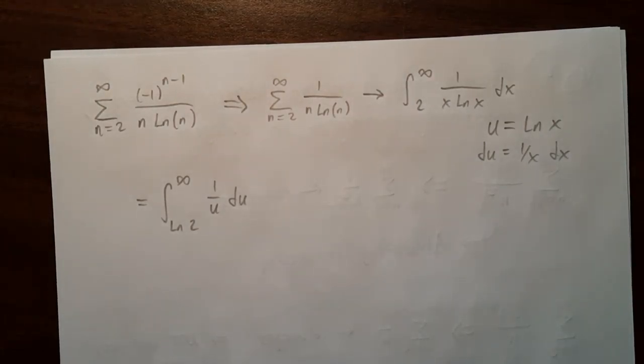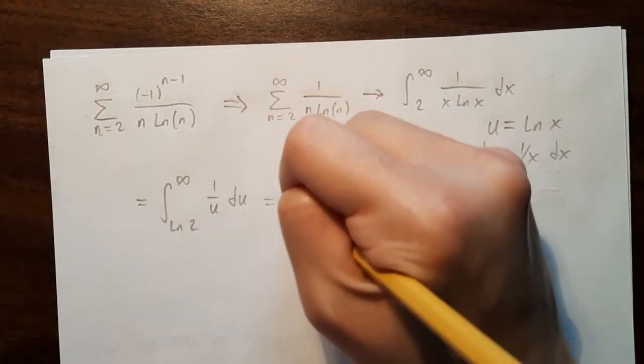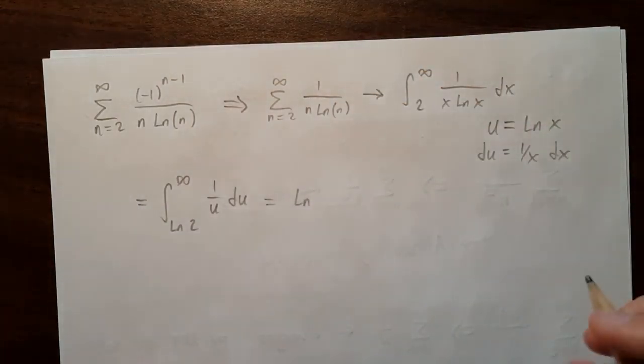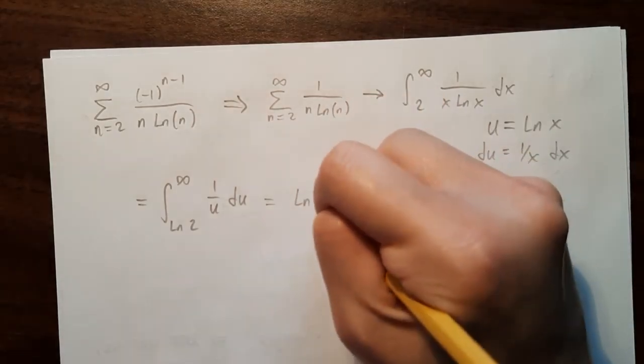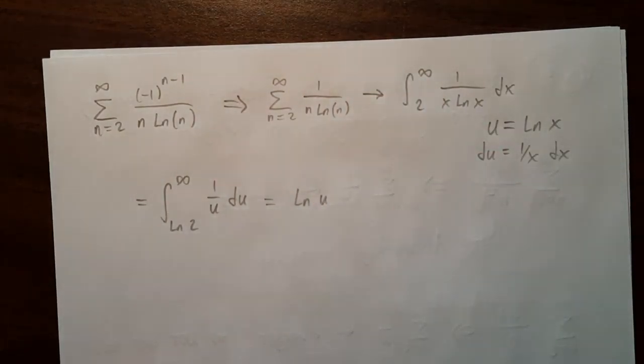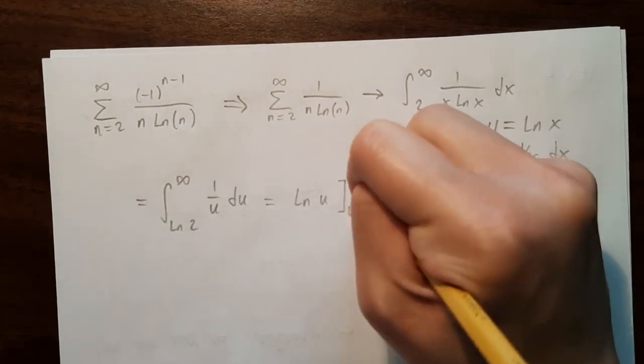Okay, so we're left with this, and if I integrate 1 over u du, I'm just going to get ln of absolute value of u, but I think the bounds are both positive in this case, so I don't think I need to worry about that. So I'll just write it as ln of u, evaluated from ln of 2 to infinity.